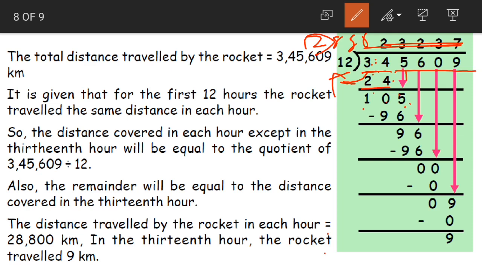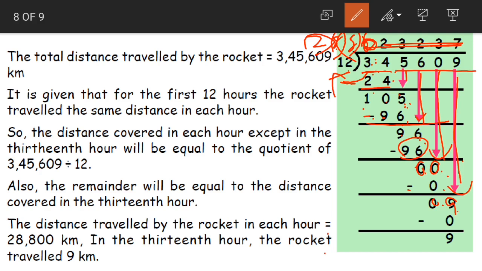And 5 is brought down. Now 105 is nearer to 12 8s are 96. So 8 in the quotient. 96 here. When we subtract, 9 will be the difference. And bringing 6 down. Again, just now as we know, 12 8s are 96. So when we subtract, 0 will be our answer. Bringing the next digit down, that is 0. Now how many times does 0 go in the 12th table, children? Yes, 0 times. So 12 zeros are 0. When we subtract, again 0 will be our answer.